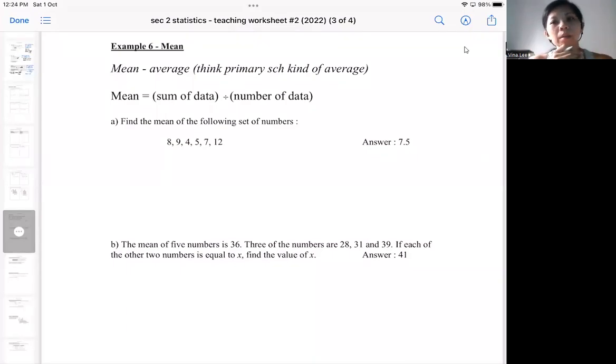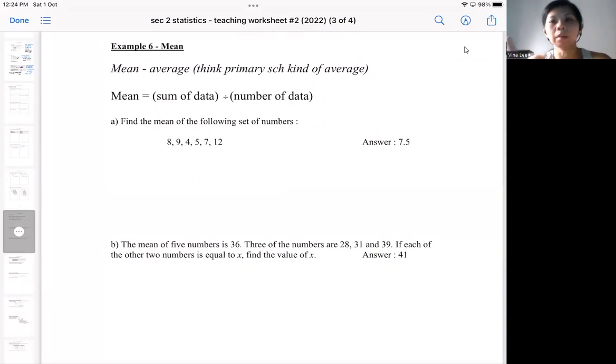So mean is one of the three measures of statistics. There's mean, mode, median. Mean is the most common kind. You will have learned about that in primary school, where you learn about average. We use the average to have a certain idea whether a certain thing is performing well or not.